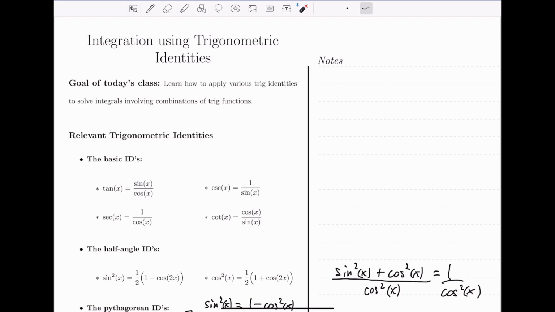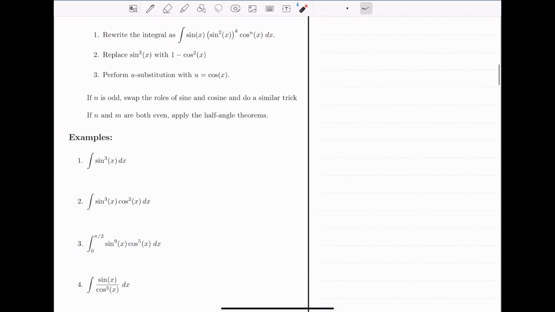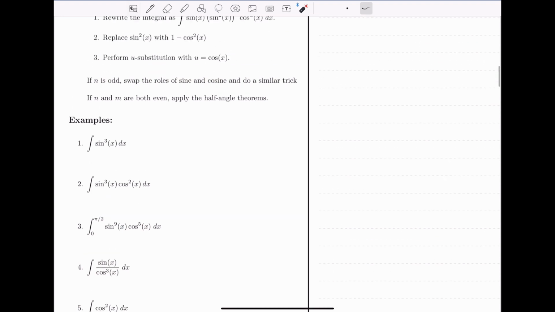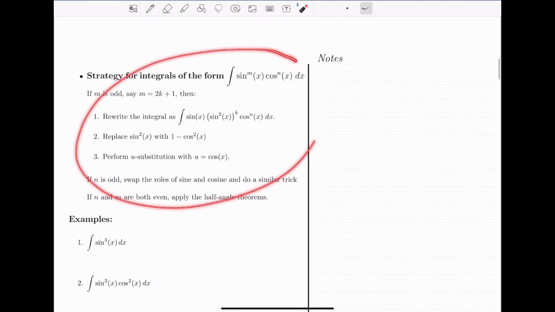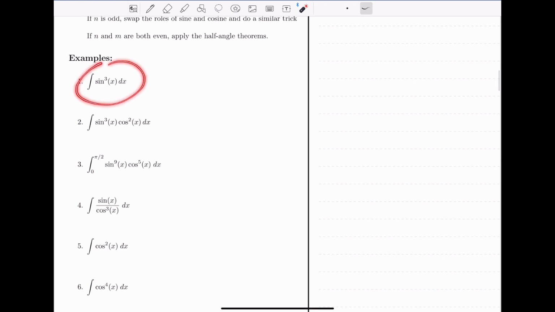Let's practice some more integrals by simplifying them using trigonometric identities. In the last video, we looked mainly at powers of sine and cosine where there was an odd power. We saw a strategy for how to handle this type of integral. The strategy is written right here if you care to read in detail, but I think learning by the examples is the best way to understand how that principle worked.